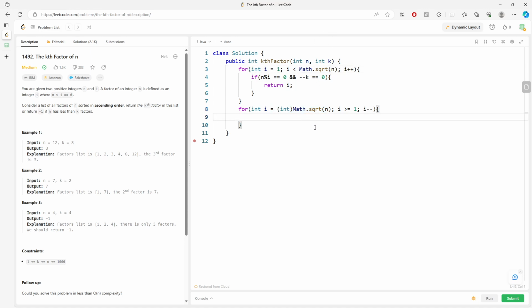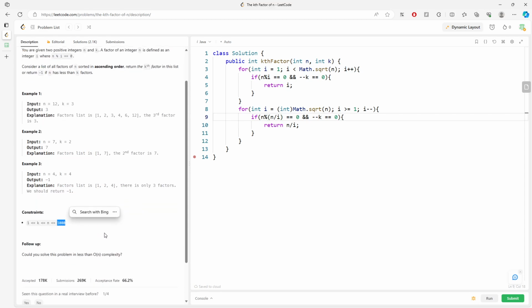Alright, so once I have that, I'm going to say if n divided by i, and if this mod is equal to 0, and you decrement k and k equals 0, then you will return n divided by i. So yeah, this is another way to make sure the remainder is actually 0. I mean, you can definitely say n divided by i, but if n is big enough, okay, here n is small, but this is more secure. And if everything else fails, just return -1.